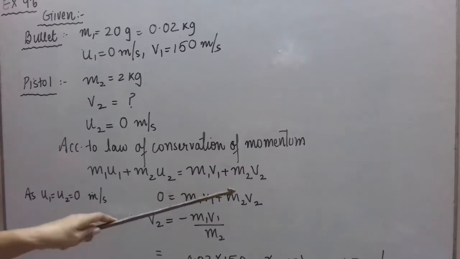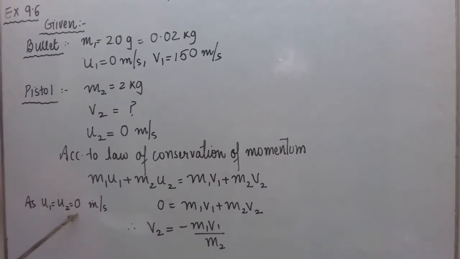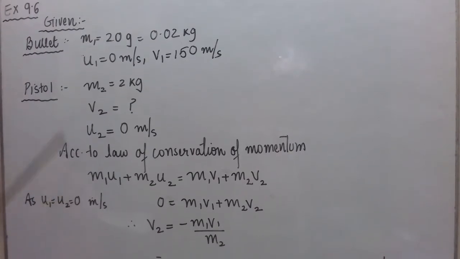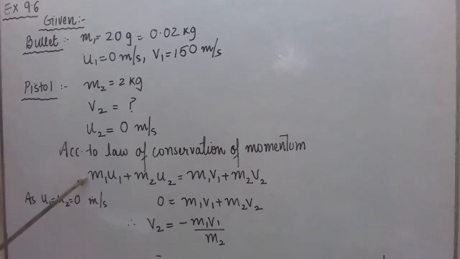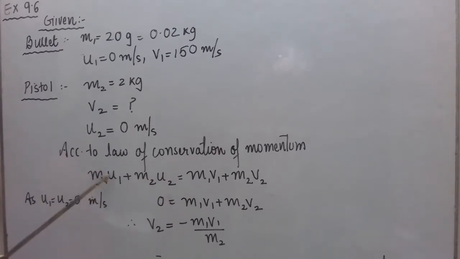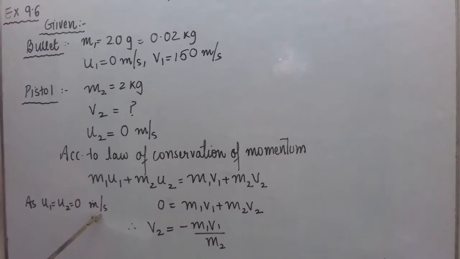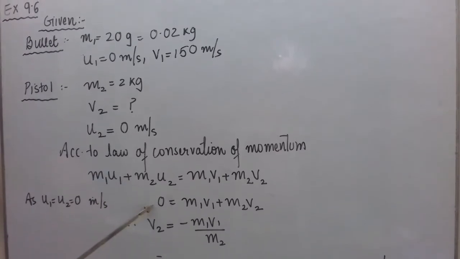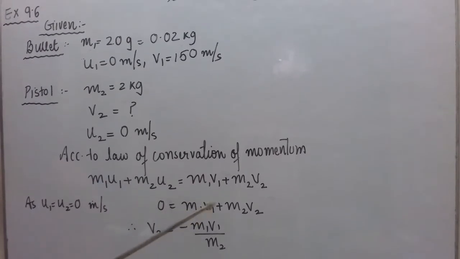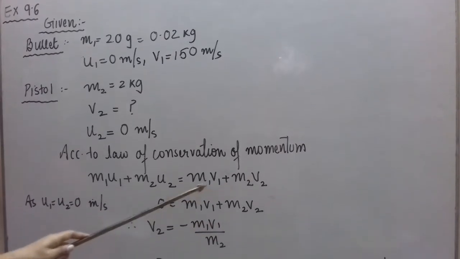Total final momentum. So as U1 and U2 both are 0, putting the given values in this expression, the left hand side will become 0 because U1, U2 are 0. So I have written here U1, U2 both are each equal to 0 meter per second. So the left hand side becomes 0. This is M1 V1 plus M2 V2. Here I have not put the values of these terms yet.